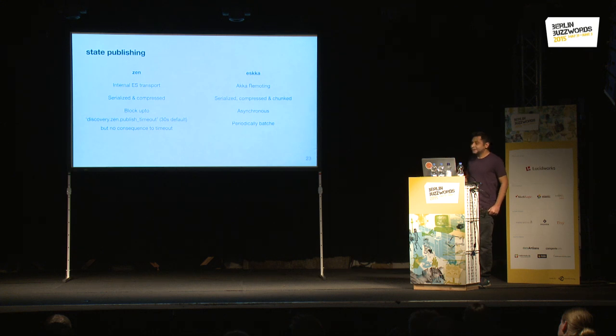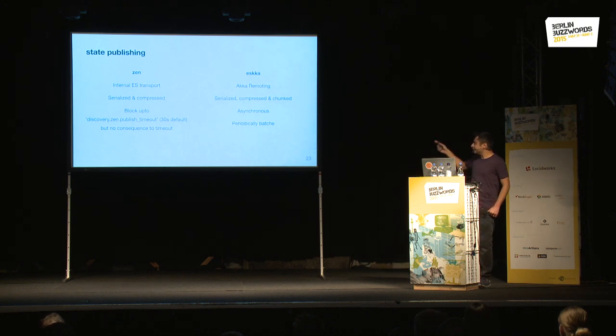So with Zen, it's using the same internal Elasticsearch transport that's used, for example, for distributed search requests. And the state is being serialized and compressed and sent down the wire. And it's actually blocking for a configurable amount of time. But it's kind of weird, because if there is a timeout, there's no actual consequence. It just logs a warning.